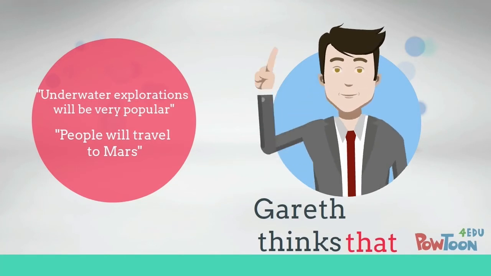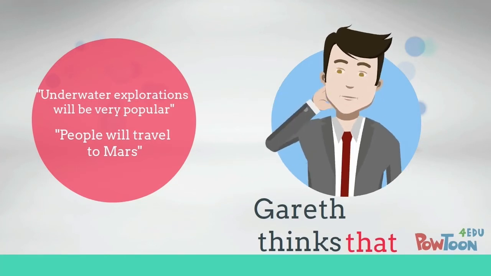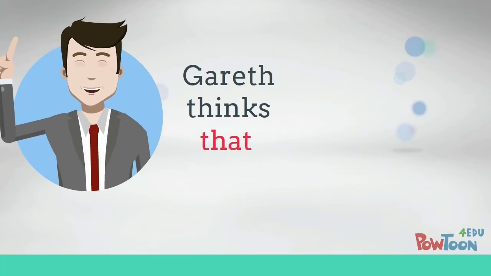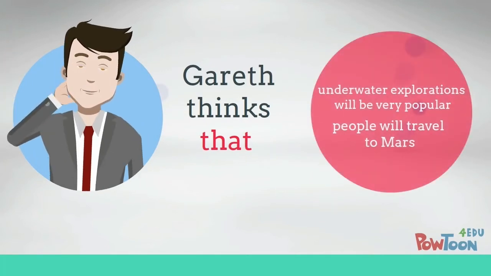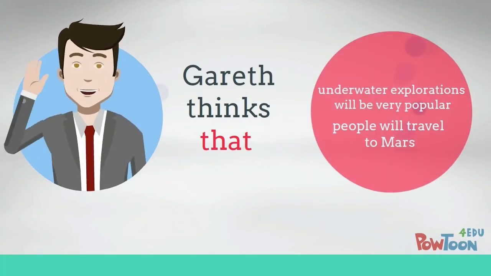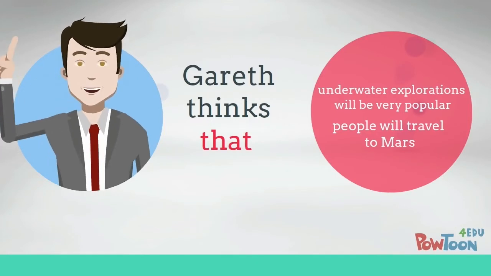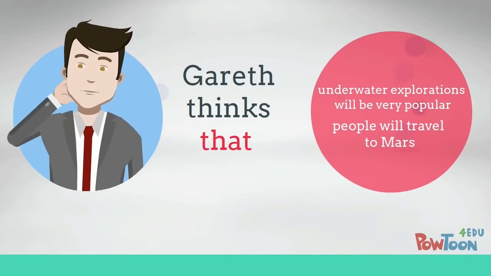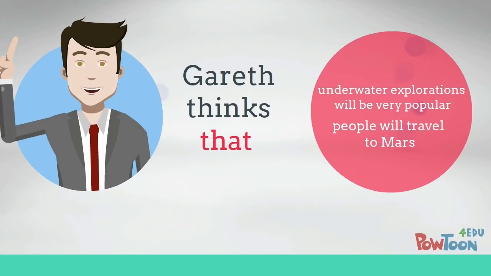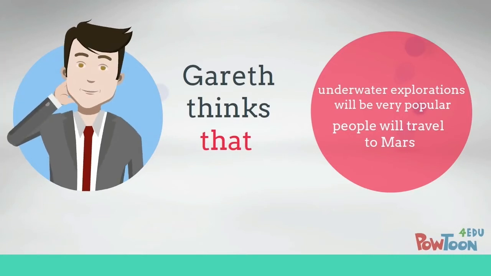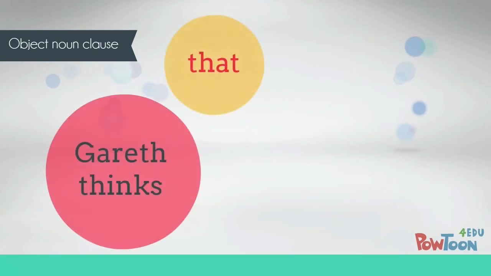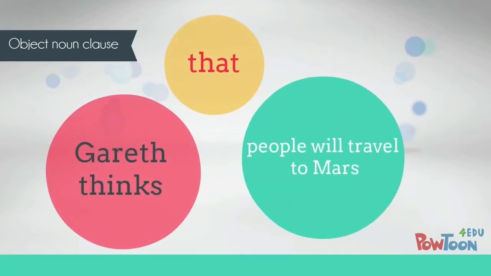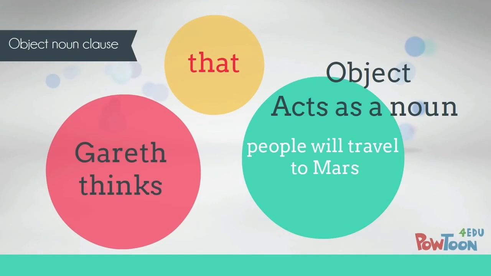Who thinks that? Gareth thinks that. Now put the phrase "Gareth thinks that" at the beginning and we will have a complex sentence. Gareth thinks that underwater explorations will be very popular. Gareth thinks that people will travel to Mars. And we have the main clause, Gareth thinks, the connector that, and the object-noun clause, people will travel to Mars.